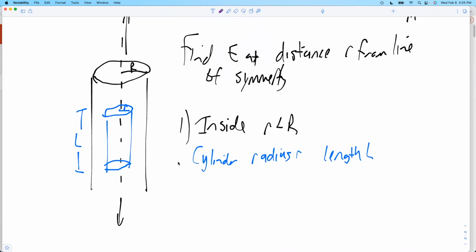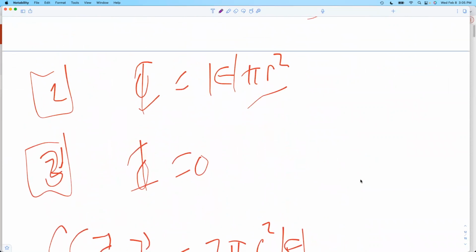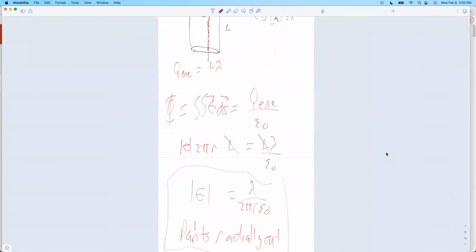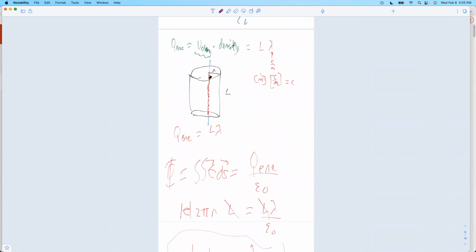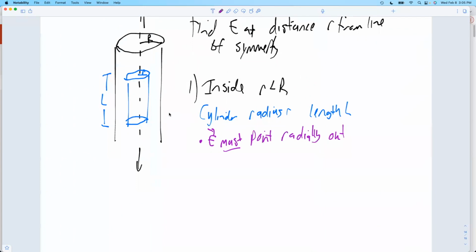We'll use purple. First off, a note: E, the vector, must point radially out. We know what the electric field from a line of charge looks like. We did that one last time. For the exact same reason, the electric field had to point away from the line. This thick cable, the cylinder of charge, is just a thick line. That's all it is. So E has to point radially out.